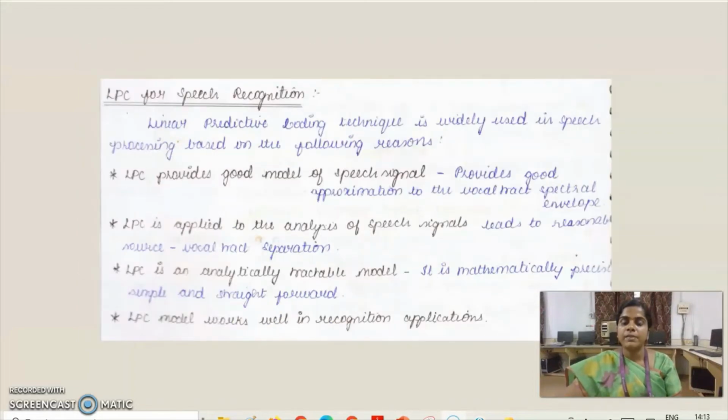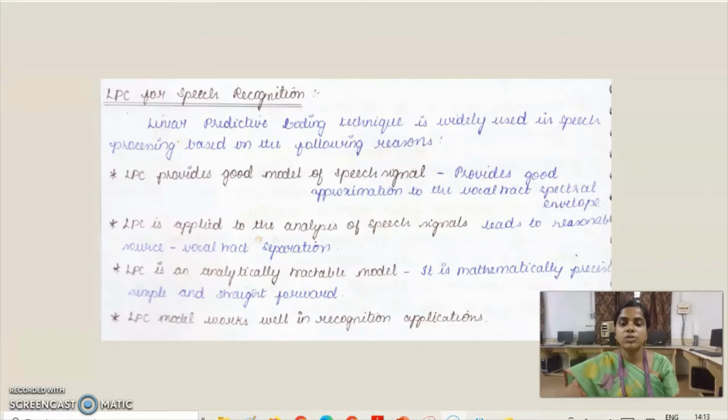So how is LPC used for speech recognition? LPC is used to make a good estimate of the speech signal. It is an approximation of the vocal tract spectral envelope, and it helps us to differentiate the spectral envelope of one person from another person. So LPC is very good in speech recognition and speaker verification.